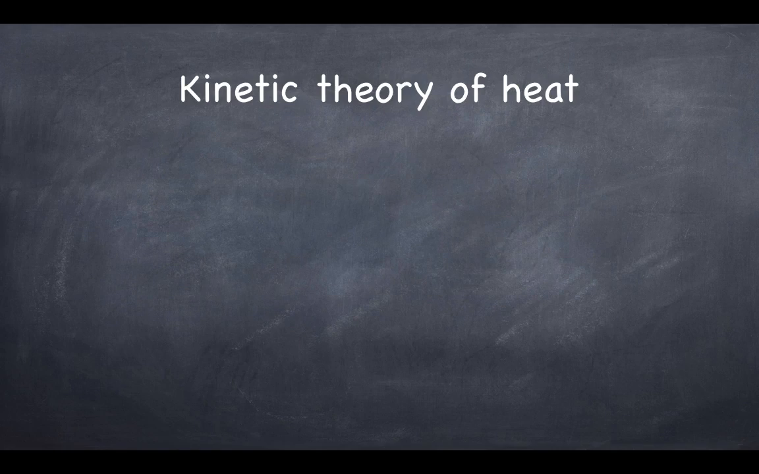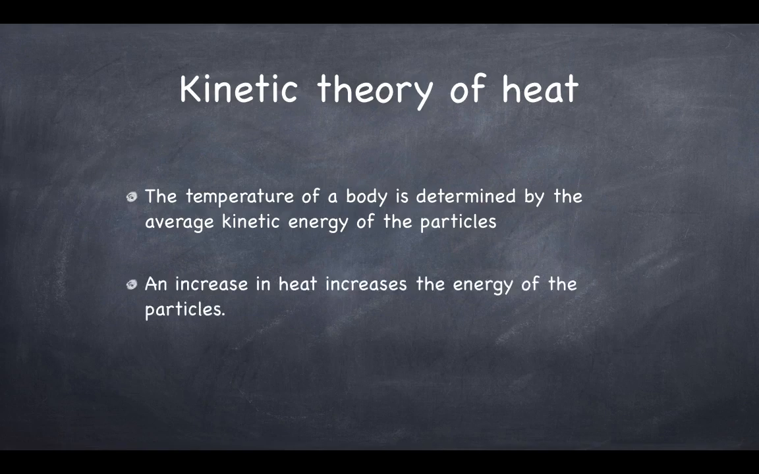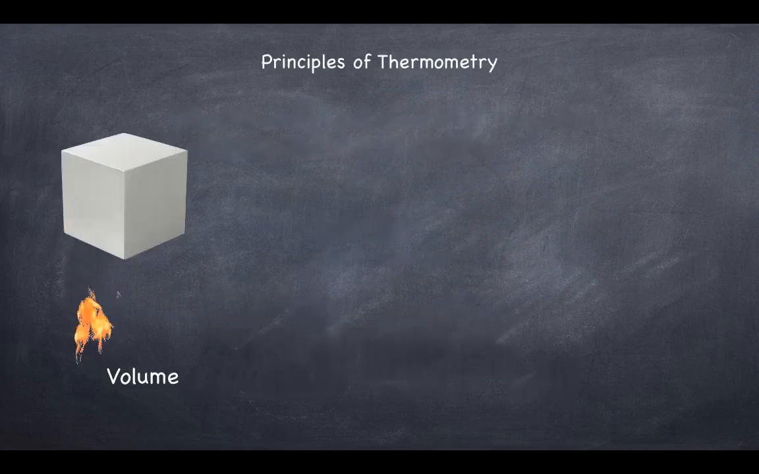So this is the kinetic theory of heat, that the temperature of a body is determined by the average kinetic energy of the particles, and that an increase in heat increases the energy of the particles. Now, heat flows from a region of high temperature to a region of lower temperature. So if we have a body and we add heat to, let's say, the left side of the body, then heat will flow from the hotter region to the colder region.